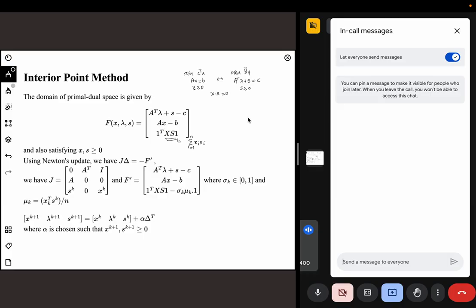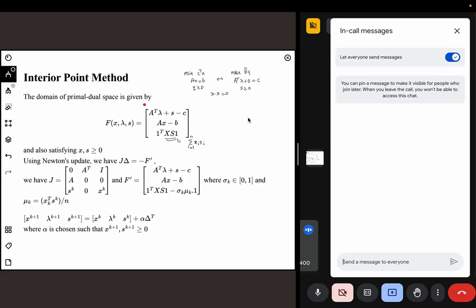So now all we have to do is find a particular value of X, lambda, S such that this particular F will be equal to 0. How do we solve that? We use the Newton-Raphson method, which we have already discussed before. So all you have to do is J times delta equal to minus F. So what is this F prime?